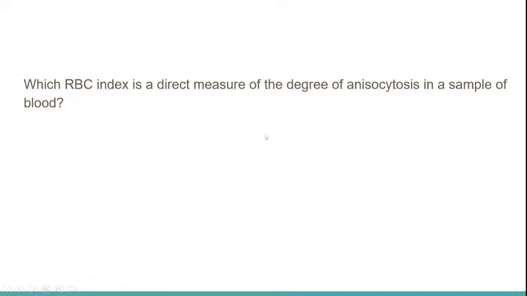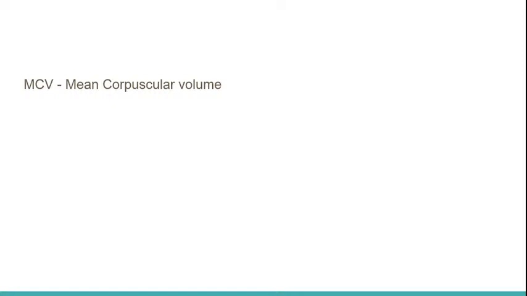RBC index is, of course, important when we measure the degree of anisocytosis. Of course, we're going to look at the volume of the cell, and when we look at the volume of each red blood cell, we are looking at the mean corpuscular volume, or the MCV.